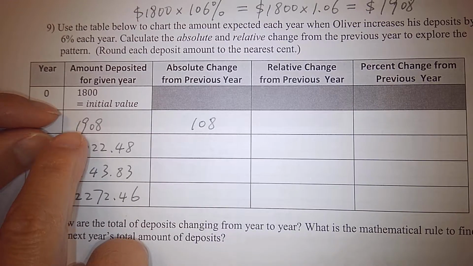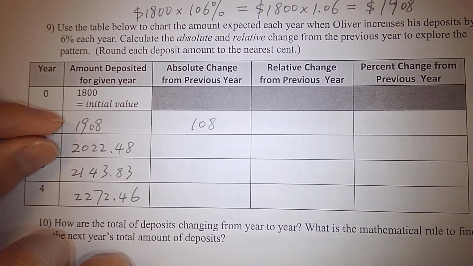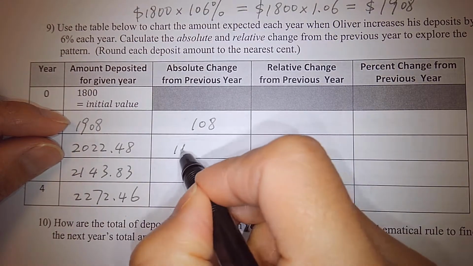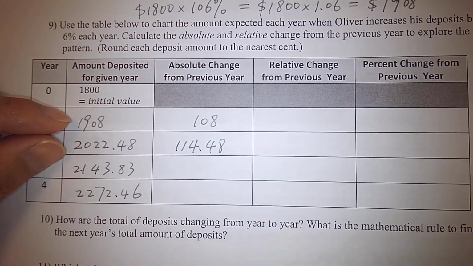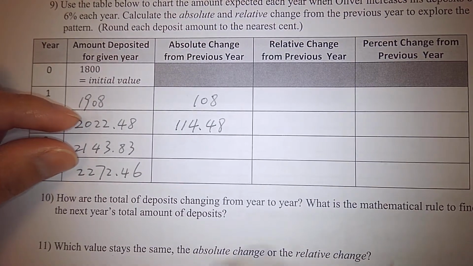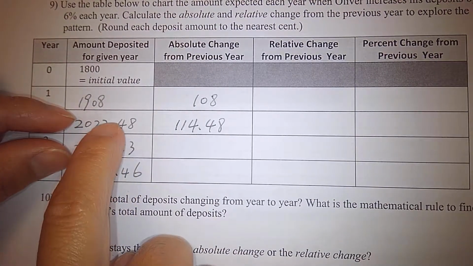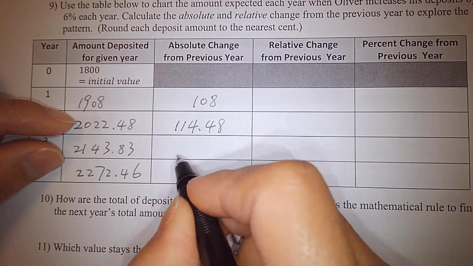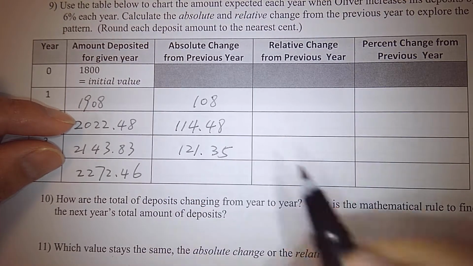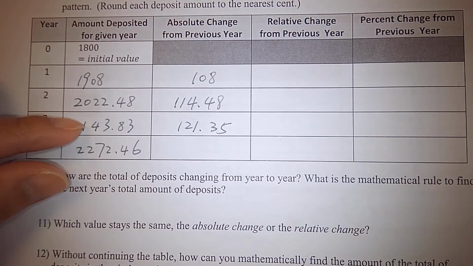Which one are you on? I want these two, between year 1 and year 2. Is it $114.48? Okay, 114.48. Good. Absolute change, new minus old. $121.35, right? New minus old.